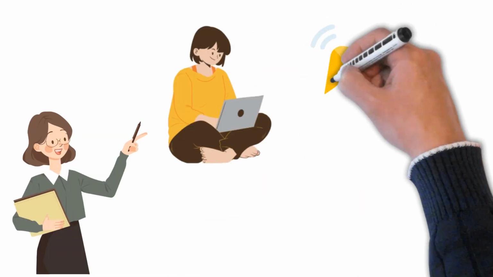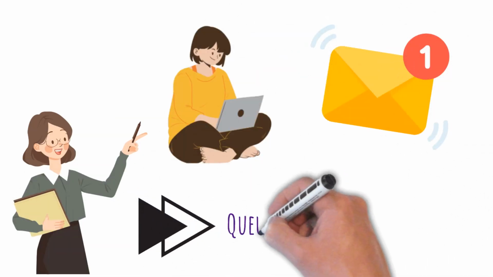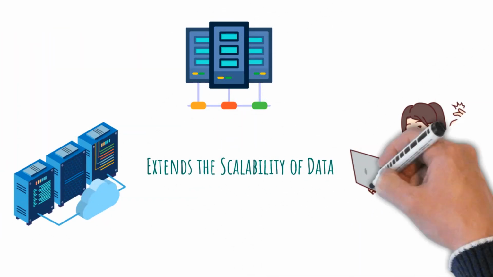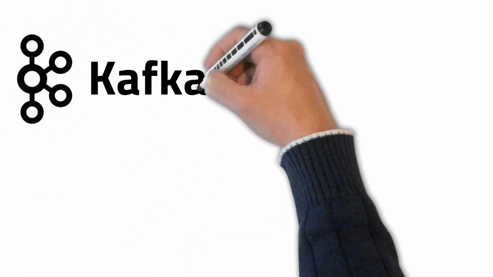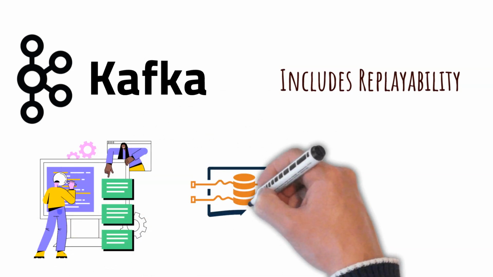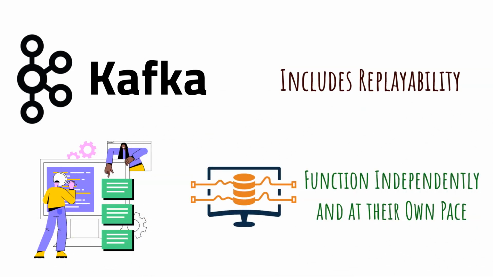processing. Kafka employs a partitioned log model that combines two messaging models, queuing and publish-subscribe. Enabling data distribution across several servers extends the scalability of data beyond what could be accommodated on a single server. The Kafka ecosystem also includes replayability. It allows multiple independent applications that read from data streams to function independently and at their own pace.